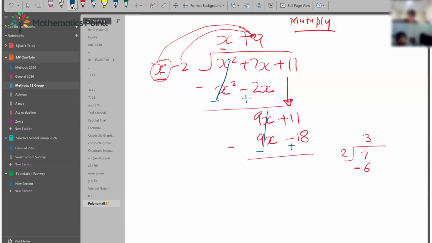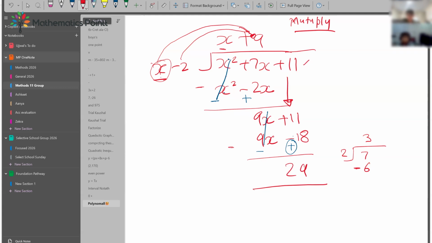And then 9x positive, 9x negative cancel. What's remaining? 11 plus 18. Don't take it negative because you've changed the sign now. 18 is not negative anymore, it's positive. 18 plus 11 is 29. Positive. And you've exhausted all terms from the top. And you stop there. So what do you do with the 29? 29 is the remainder, my dear boy.